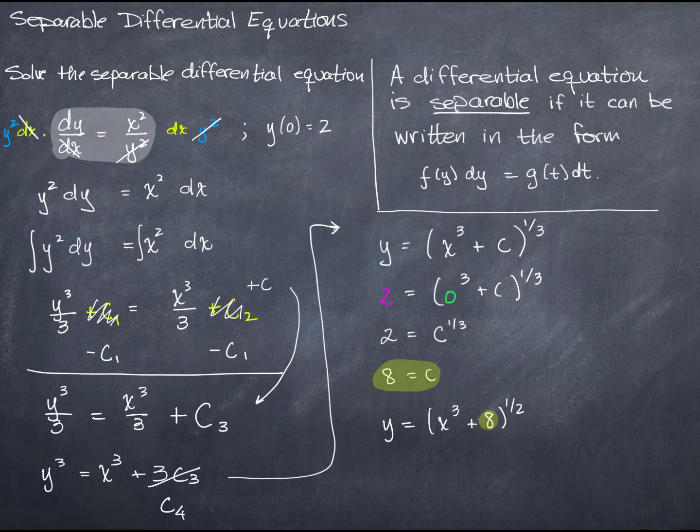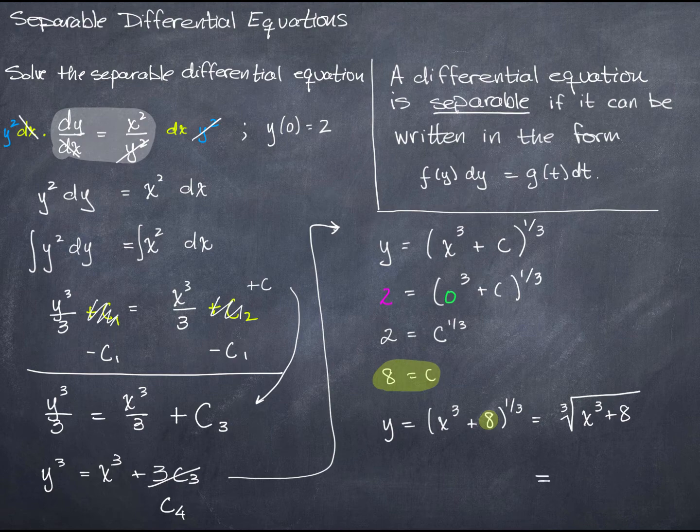I just noticed I've made a mistake here. This should be to the 1/3 power, not to the 1/2 power. And I'll make the observation here. I'm having trouble with my pen tool. There we go. I'll make the observation that this is the cube root of x cubed plus 8. That's what that to the power of 1/3 means, by way of reminder.